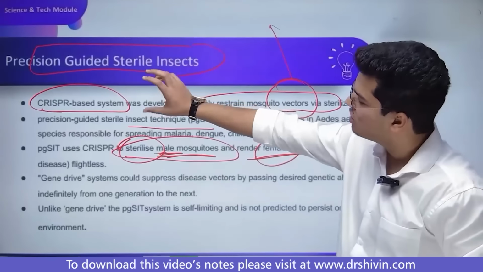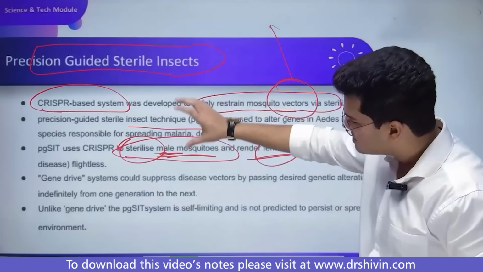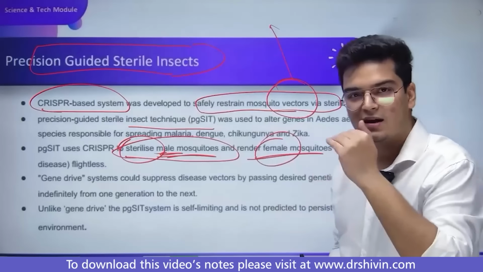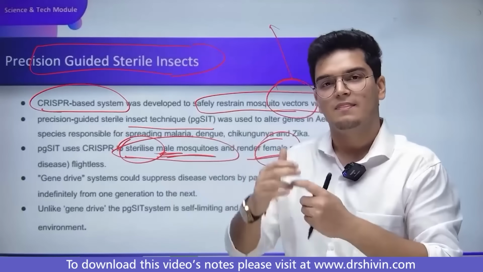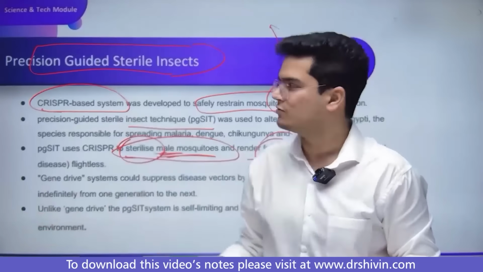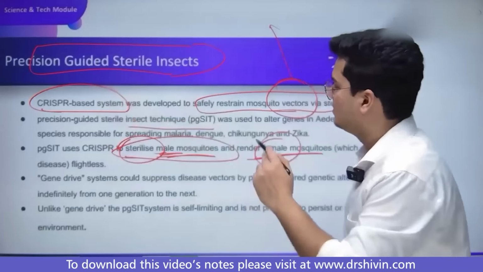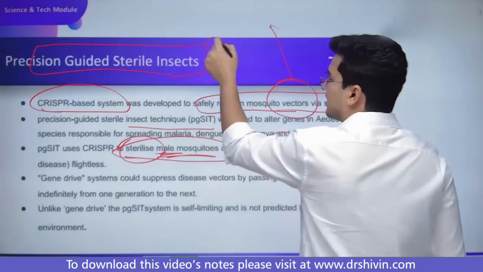That is why it's called a precision technology. This particular technology did not get this gene transmitted from this flightless mosquito of the female. ये gene transmit नहीं होता था. This was just done for testing. This was why it was called precision guided sterile insect.